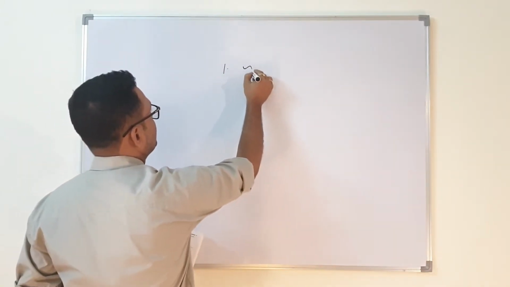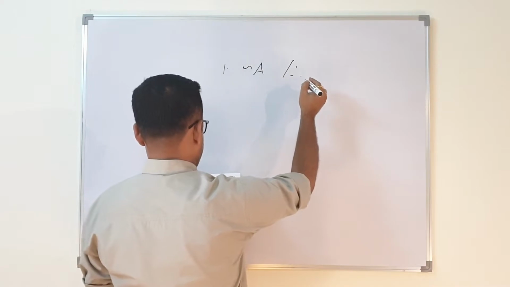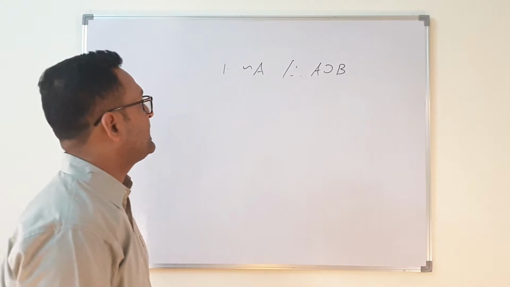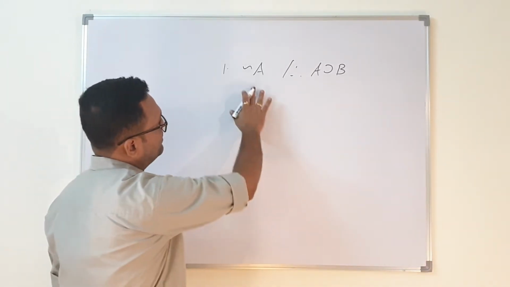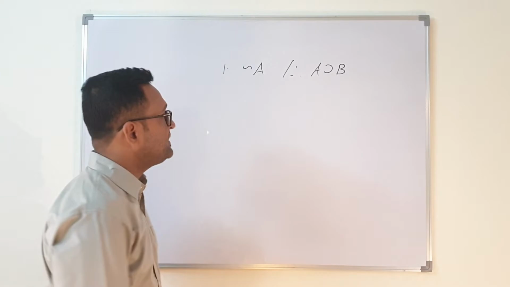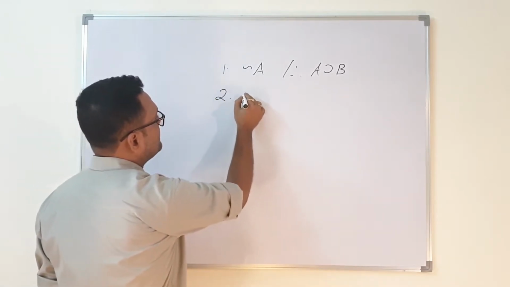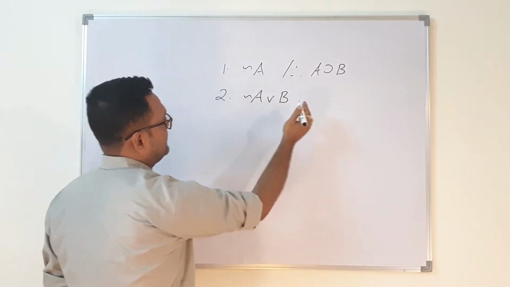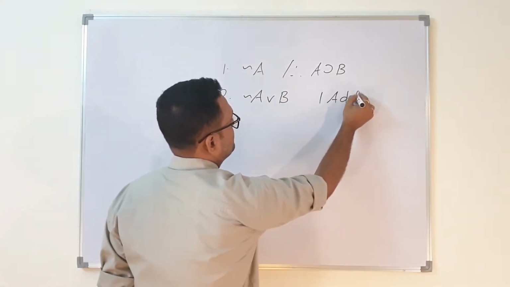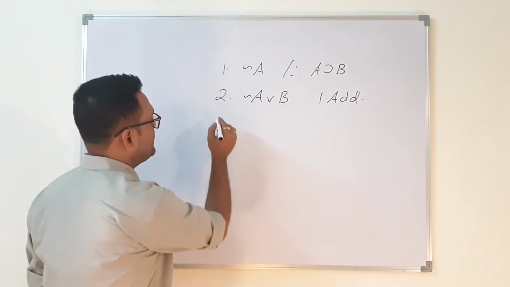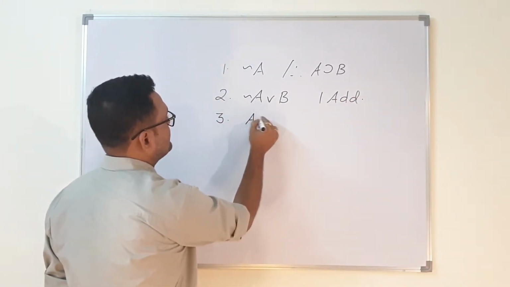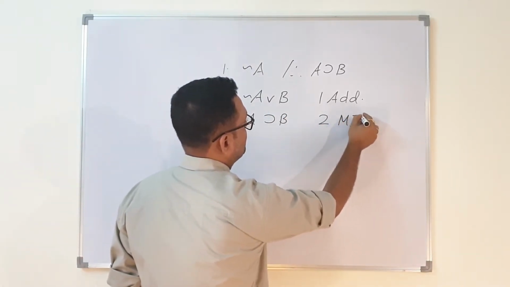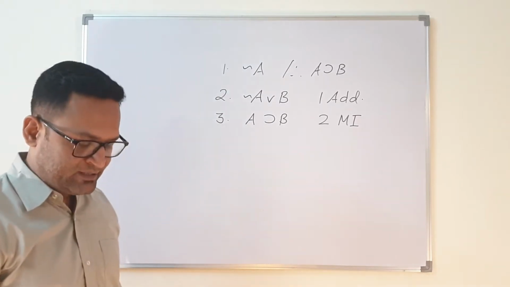The first question says: negation of A, therefore A implies B. Now this is just a one-step question, but sometimes people get confused about how from negation of A I can create A implies B. The step is very simple. If you put negation of A wedge B, I have added B, so this is the addition that has taken place. Then in the third step I can write it as A implies B, because I am using material implication over here. So you can see that the question is solved.